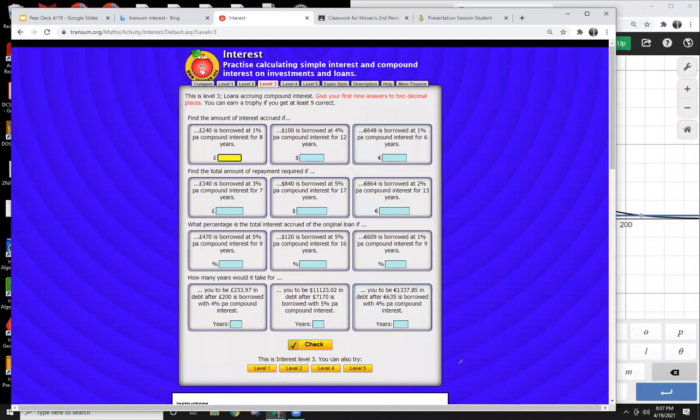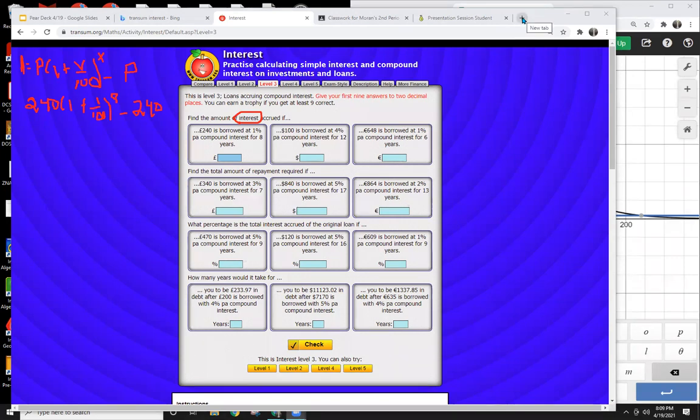Okay, so let's go to the next one, and like I said, I'm going to do one of each. Find the amount of interest accrued. Here we only want interest. So it's going to be A is equal to the principal times 1 plus the rate, remember the rate divided by 100, to the T power or x power. And in this case, since we only want the interest, we're going to subtract how much money we start with. So we start with 240, and then 1 plus 1 divided by 100 to the eighth power, and then minus the 240. That's because we're only interested in the interest.